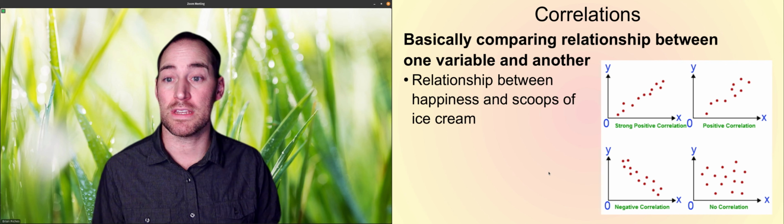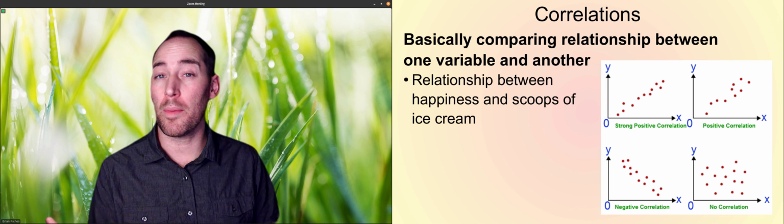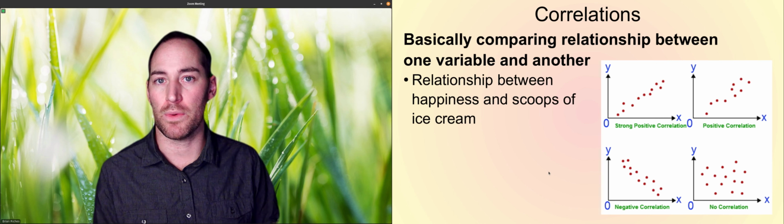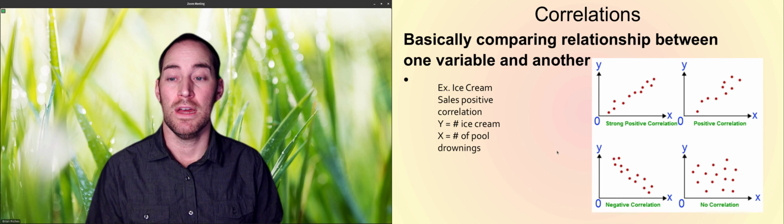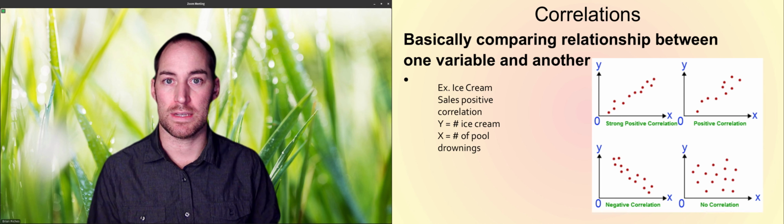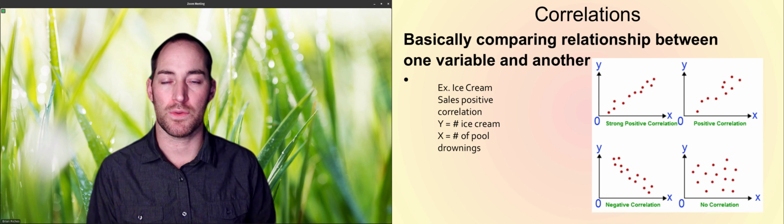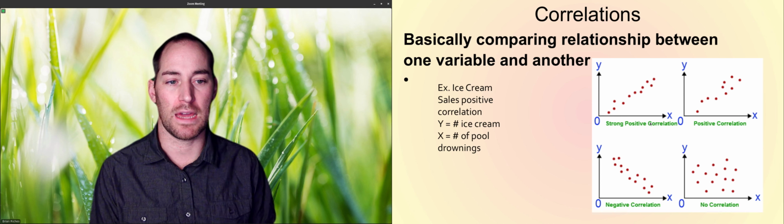Let's look at another couple examples. In this case, happiness is probably causing, or the ice cream is probably causing the happiness, but correlation doesn't mean causation. You can have two variables be related, but not causing one another. So let's look at another one related to ice cream. In reality, there is a correlation between ice cream sales and pool drownings. So this is a real established fact that the more ice cream sold is related to more pool drownings. It's a positive correlation.